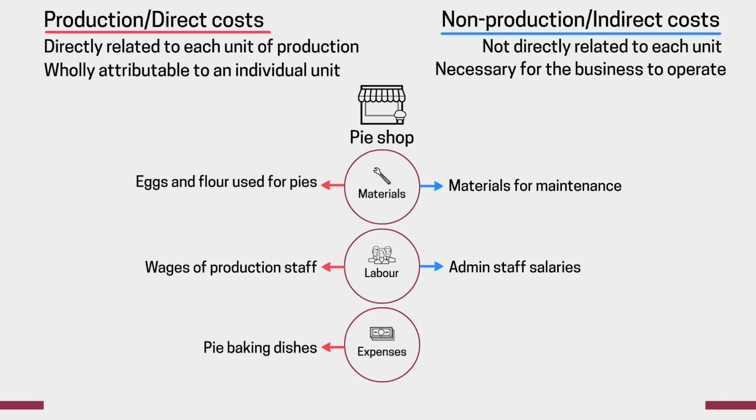And finally, expenses. An expense would be purchasing pie baking dishes that perhaps can be reused several times. It's directly involved in production, but you do not have to purchase a separate set of materials every single time you are doing it. So therefore it is an expense, whereas an indirect expense would be the rent on the office or the electricity, the water, the various different bills.